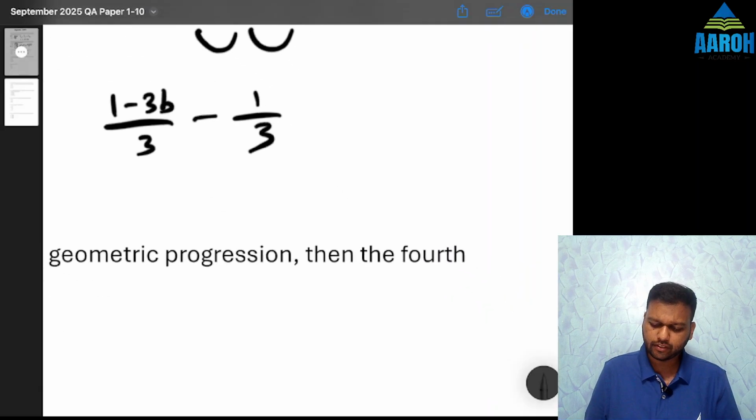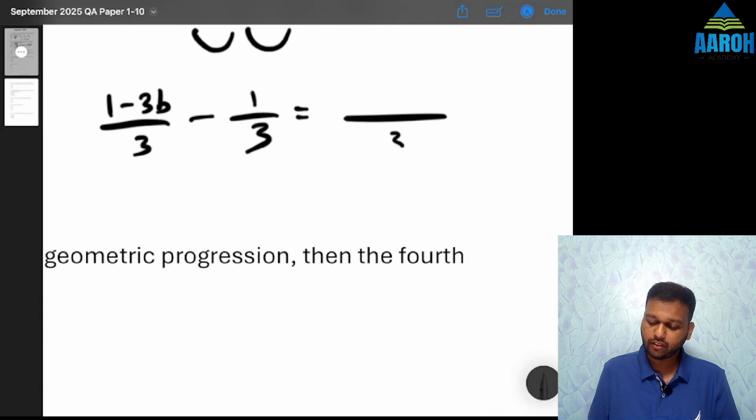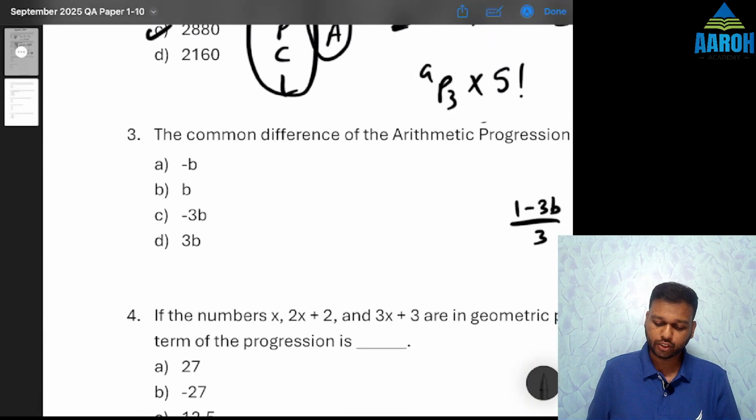This is the common difference. Denominator is already common. So numerator 1 minus 3b minus 1. So 1 minus 1 is going to be 0. Then this 3 and this 3 will be cancelled. What is left? Minus b, which is option E.